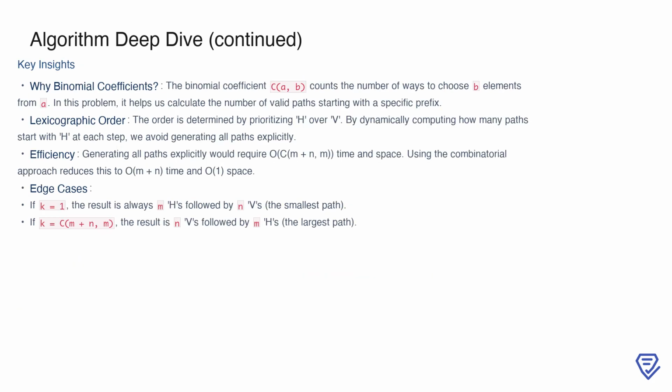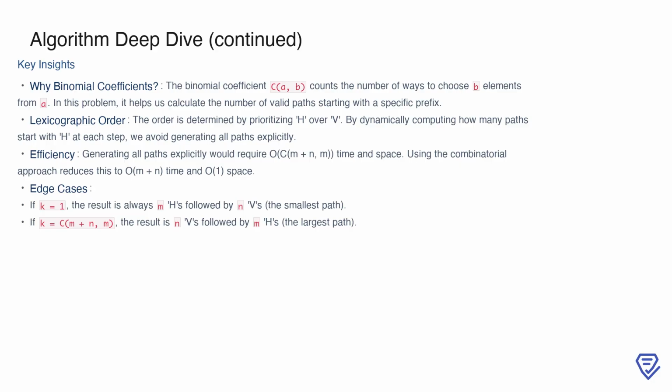The use of binomial coefficients is central to this algorithm because it allows us to calculate the number of valid paths without explicitly generating them. By prioritizing h over v lexicographically, we can dynamically compute and compare the number of possible paths at each step, ensuring we always make the correct decision for the kth smallest path.